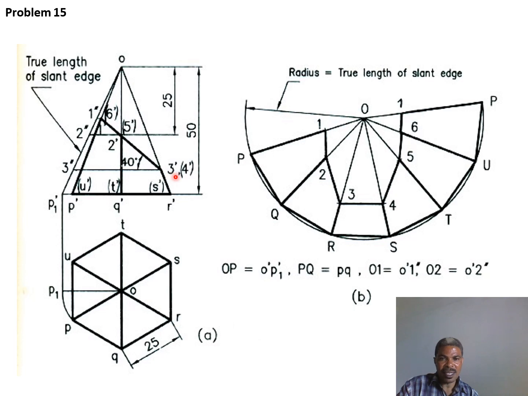You can see 3 and 4 have been projected until they intersect at a point 3 dash. Likewise, for points 2 dash and 5 dash, it touches the line at 2 dash, and 6 touches at 1. That's how one can come to produce this development of a pyramid.